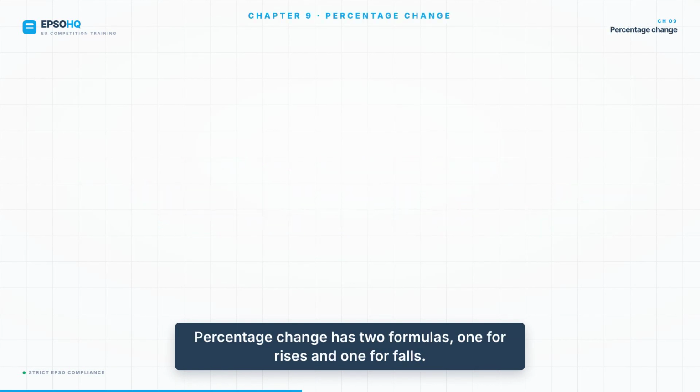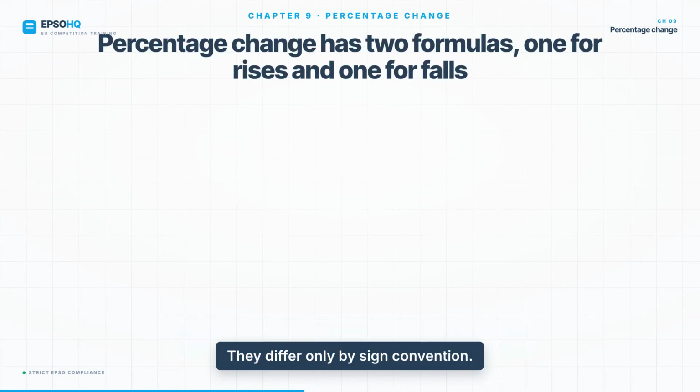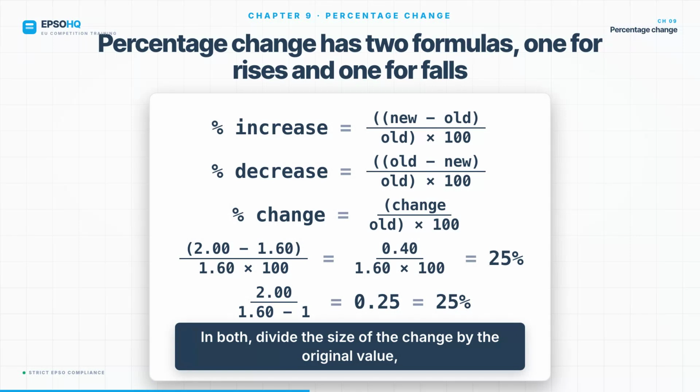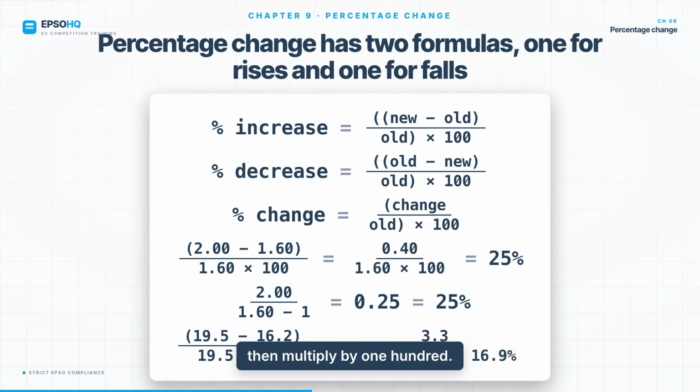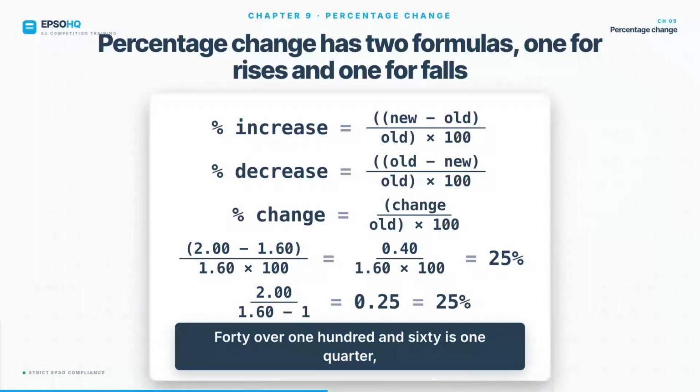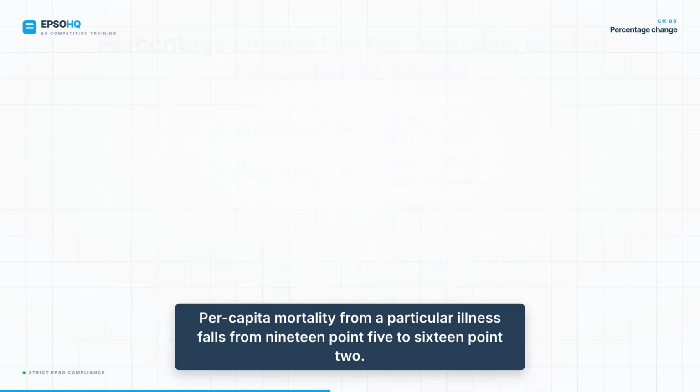Percentage change has 2 formulas, one for rises and one for falls. They differ only by sign convention. In both, divide the size of the change by the original value, then multiply by 100. A coffee shop raises an espresso from €1.60 to €2. The change is 40 cents on a base of €1.60. 40 over 160 is 1/4, so 25%.